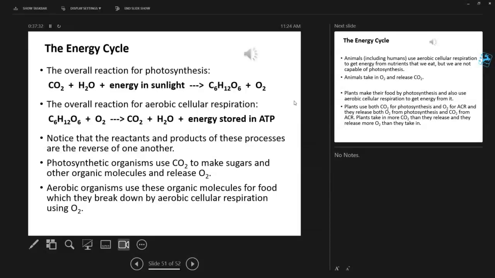I'm comparing the overall reactions for photosynthesis and aerobic cellular respiration. Again, they're the reverse of each other. Through photosynthesis, the plant can make glucose like this, but it can also make amino acids for proteins and make fats, and cellulose, which is what plant fiber is. That will become tissues of the plant.